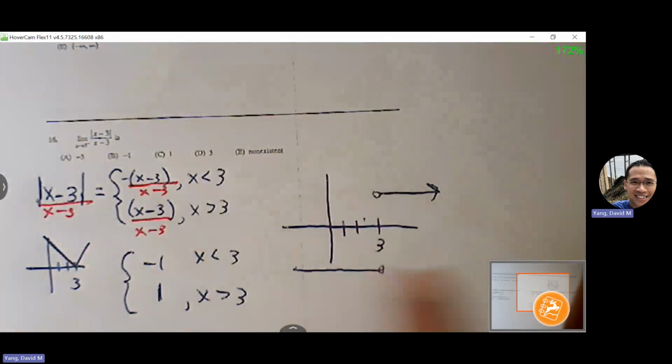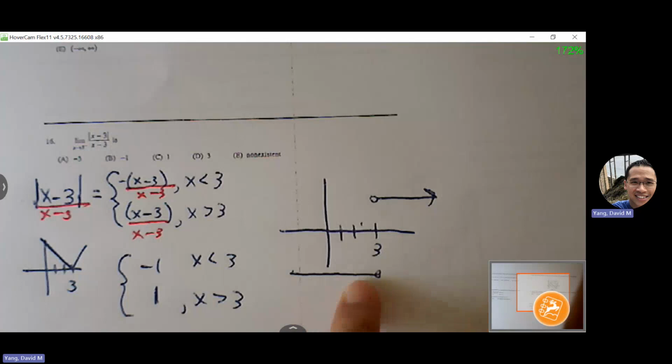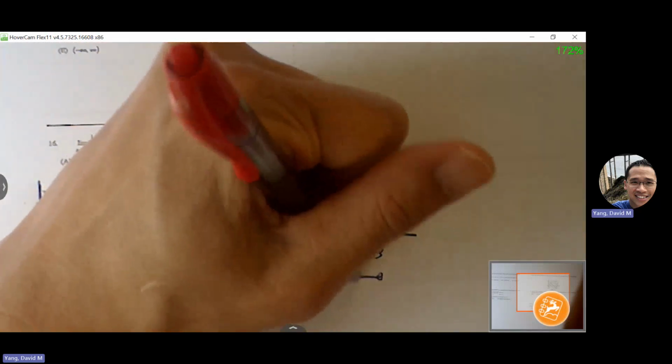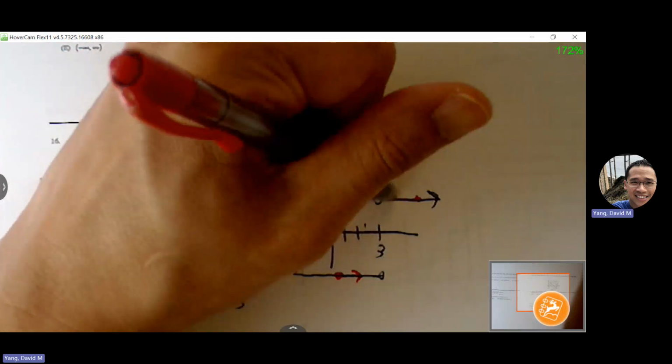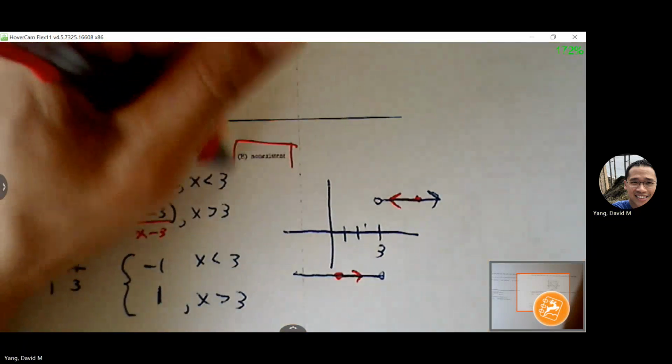So here we can say the limit doesn't exist at 3, because if we pick points on both sides of 3, our arrows are not in agreement. They're not headed to the same y value. So it does not exist.